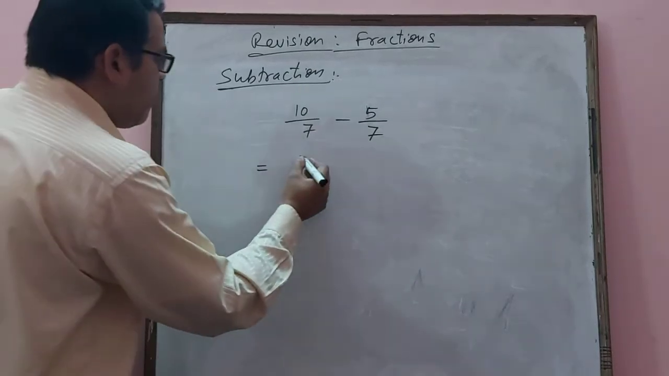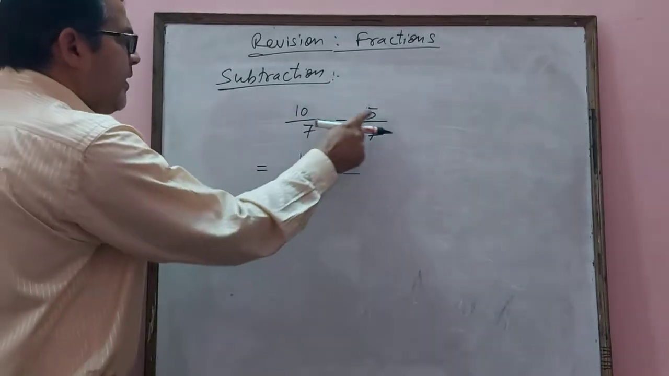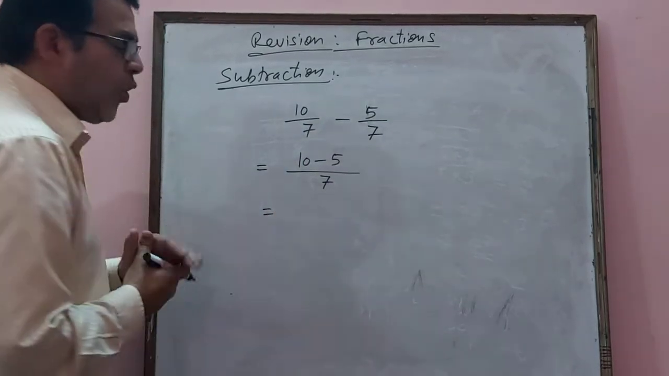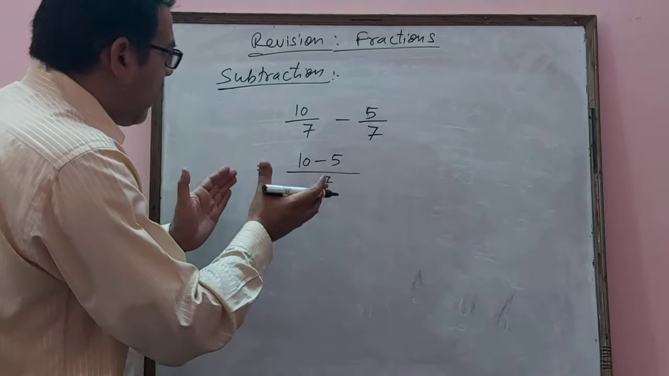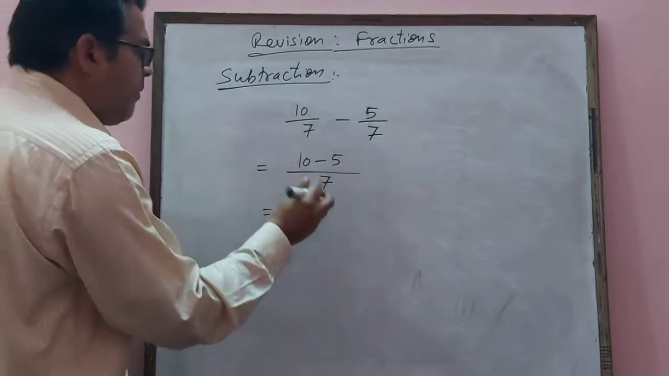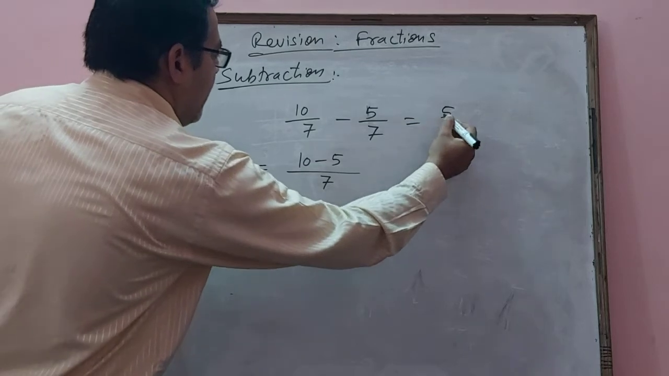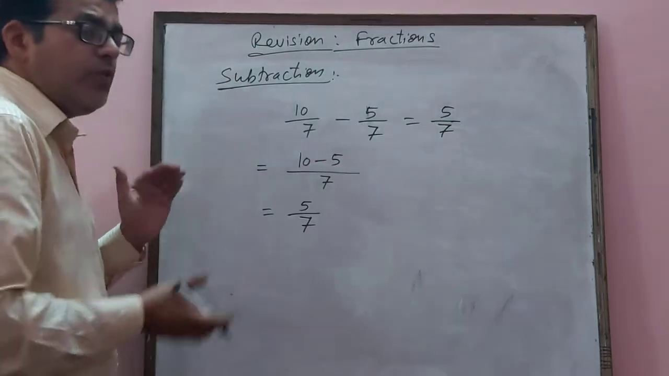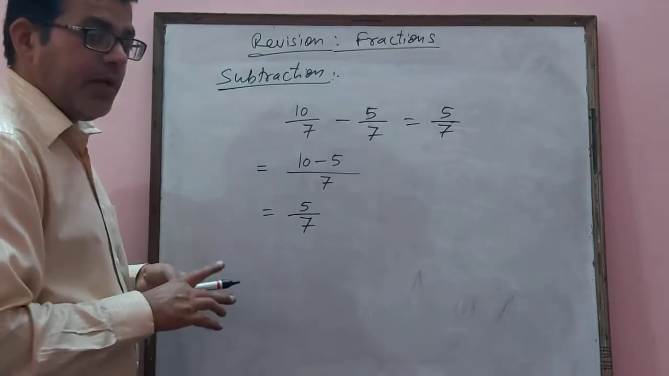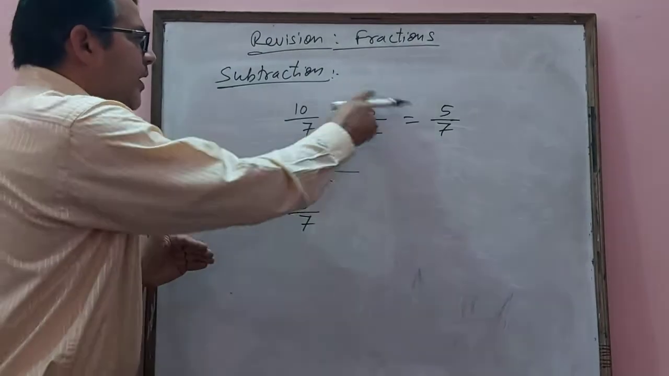So what the rule says, we can directly subtract numerator from numerator. So 10 minus 5 we can write directly, and 7 we can write as the common denominator. Since they all have 7 as a denominator, we can write it like this. Now 10 minus 5 we know is 5, so 5 by 7 we can write here. This is very simple actually. I think all of you know how we can subtract. I am just revising your concept, right? So if like fractions are there, nothing to do, only subtract numerator from numerator.